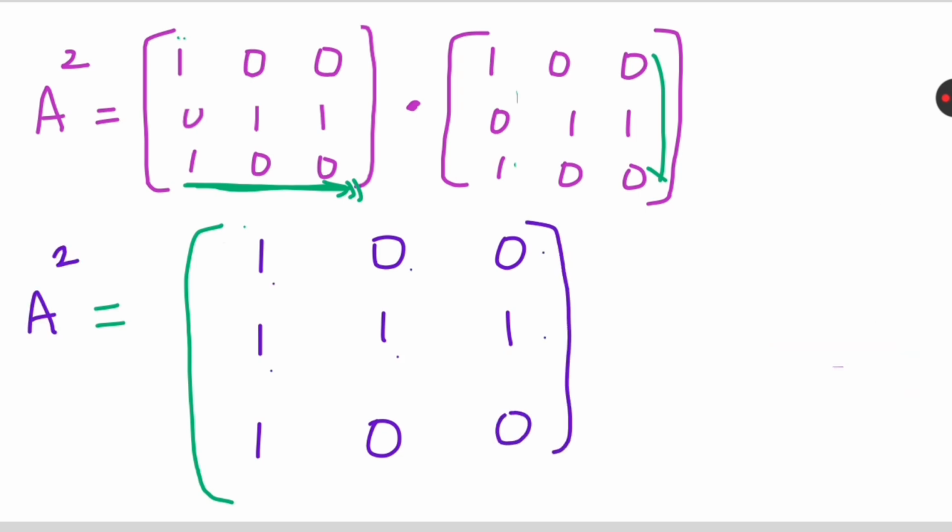So A power 2 is: the first row is 1 0 0, the second row is 1 1 1, and the third row is 1 0 0. So this we got. Now let's see what is the result of A power 3.